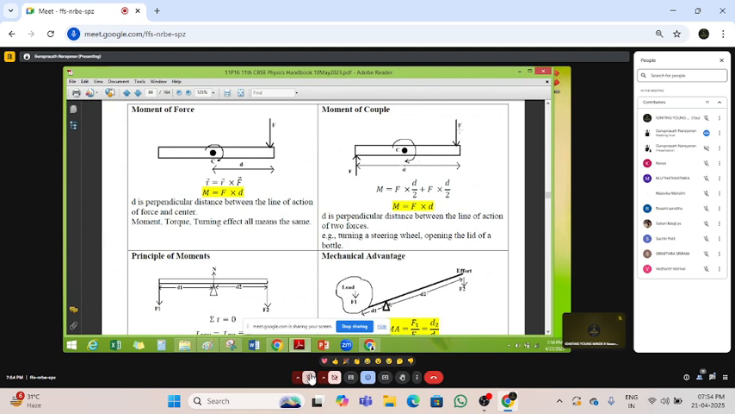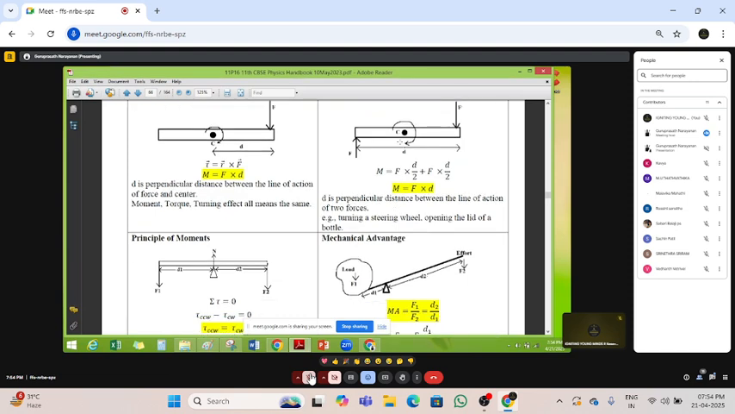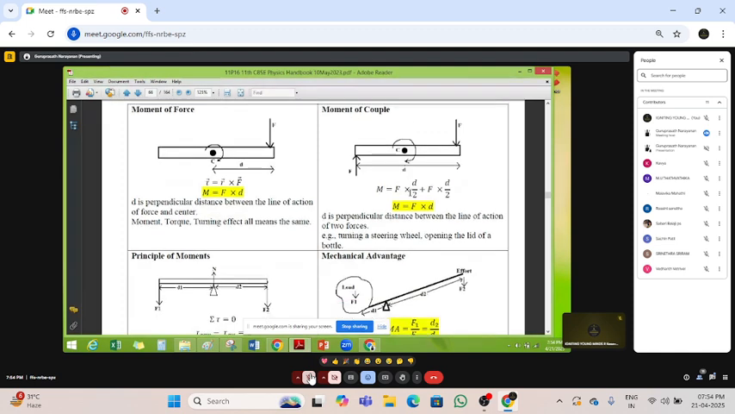Whereas since this is also causing clockwise rotation, and this is also causing clockwise rotation, it will cause a rotational motion. This is what we do in a steering wheel or opening a lid of a bottle. All these things are without our knowledge. Even when you open a tap, that's what you are actually doing. So one finger will be here, another finger will be here, and you will be causing a torque. So without our knowledge, we have been using moment of a couple everywhere.